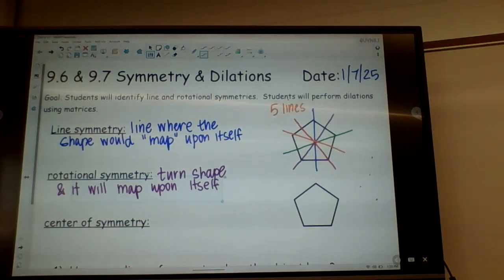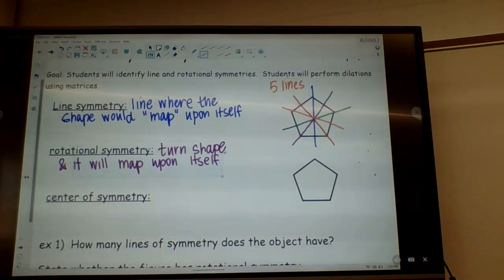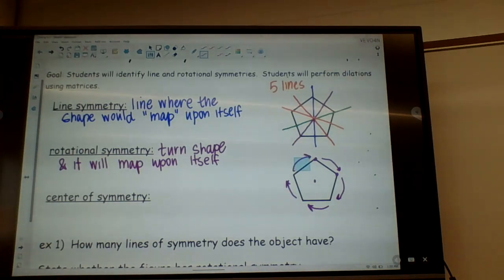So a shape like this pentagon, you are basically picturing this top point. If I rotate it to this next one, it would look the same. So I could rotate this shape 5 times, and it would have 5 turns that I could make, and it's still the same shape.